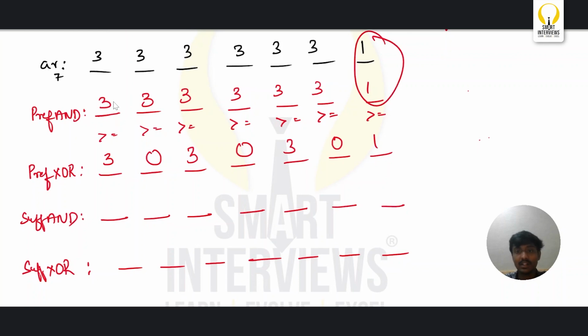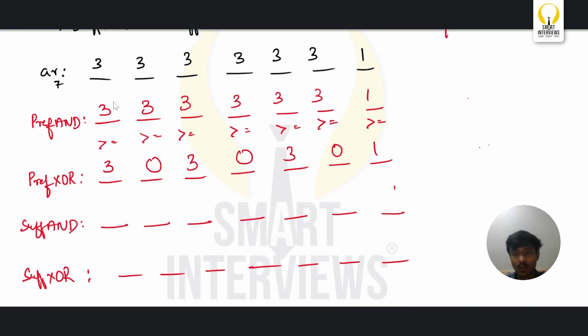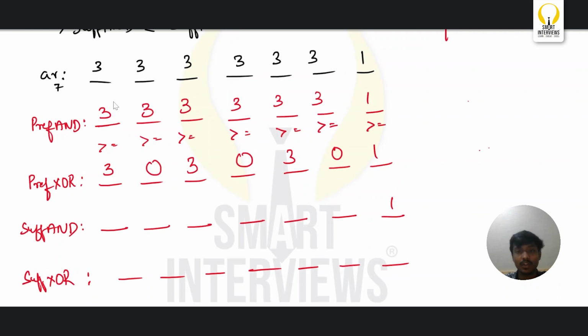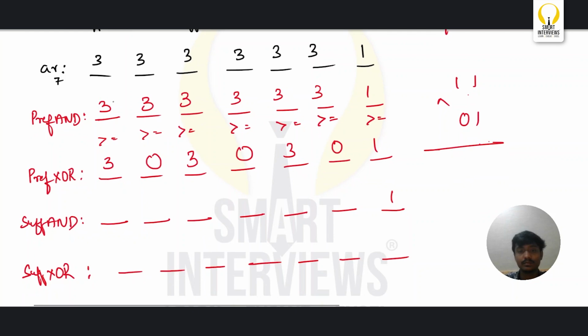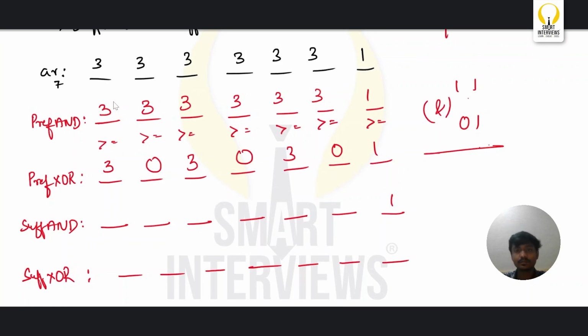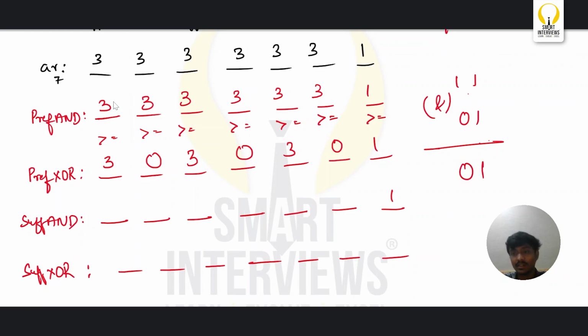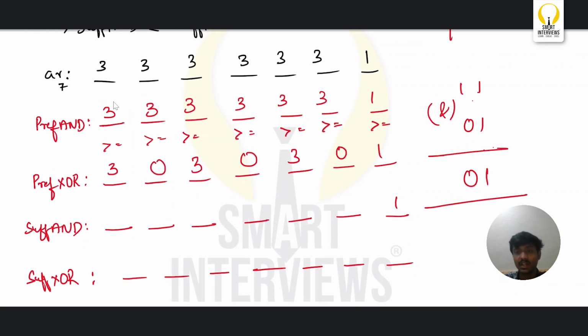Now here you are going to have one. So I'll just write it here. So it is one. Now you are going to perform 3 XOR with 1, right? What are you going to get? Let's first worry about AND. Now what is 3 AND 1? You are going to get 0 and 1.